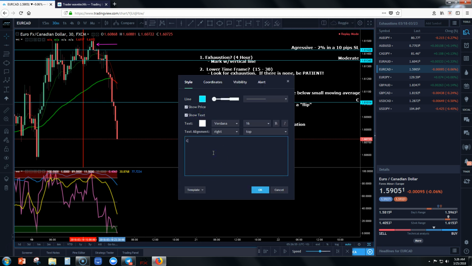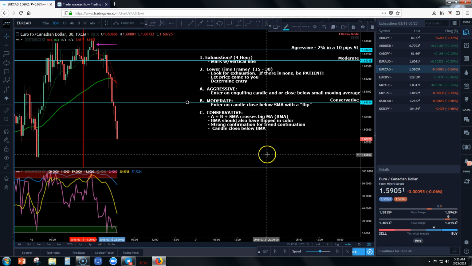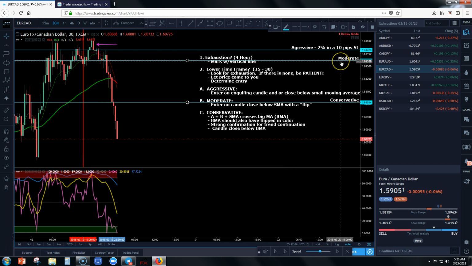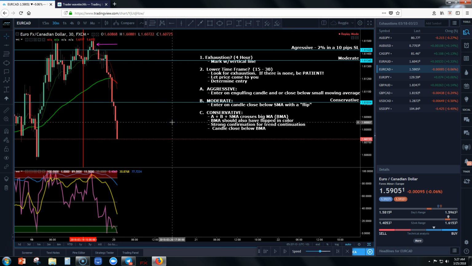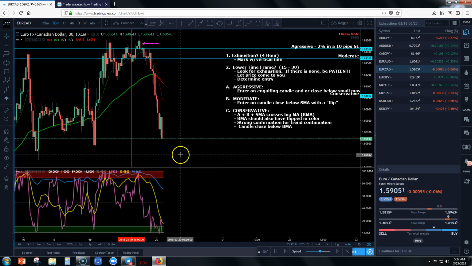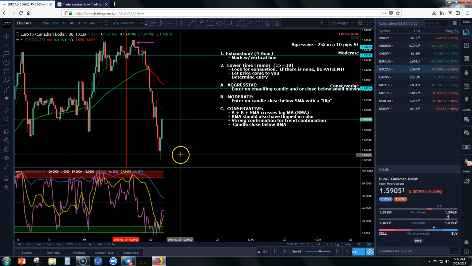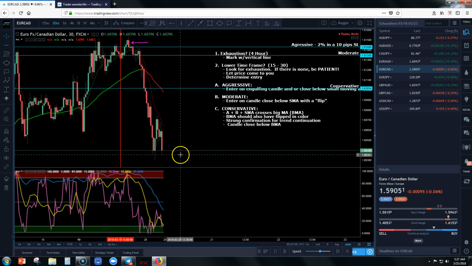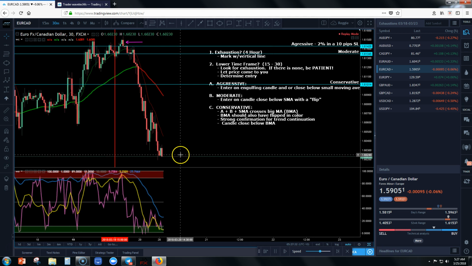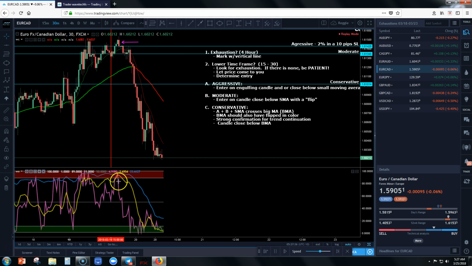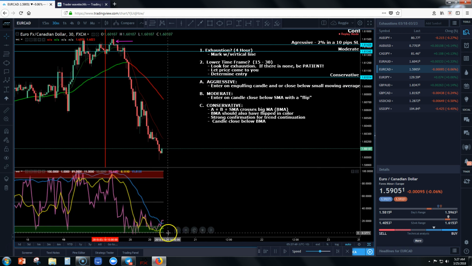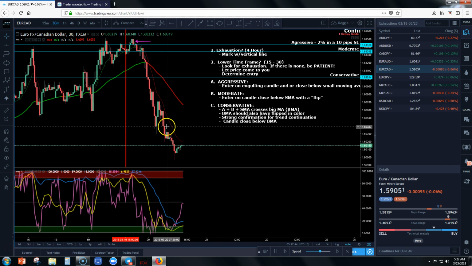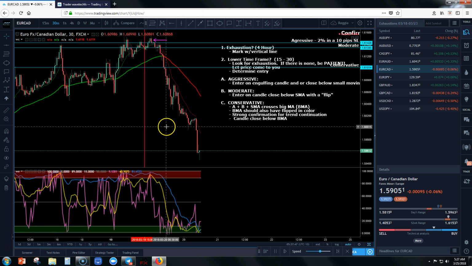Now you can see here that there's a significant difference between the three entries, but it's all determined on what you're willing to risk. Okay. Again, I like to use the moderate, where I take the candle close below the small moving average. So you can see already, if we would have entered on the aggressive, let's see where price plays out. Going to let price play out a little bit. Small retracement there. Still going. You can see our waves are starting to make their way down here. Let's just see how many pips we would have caught.